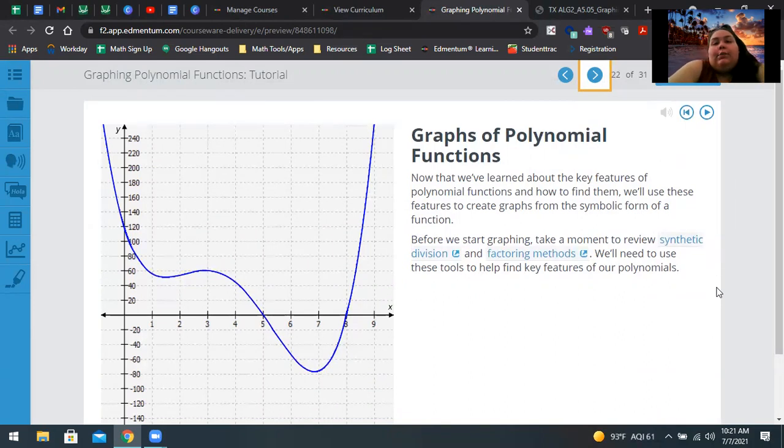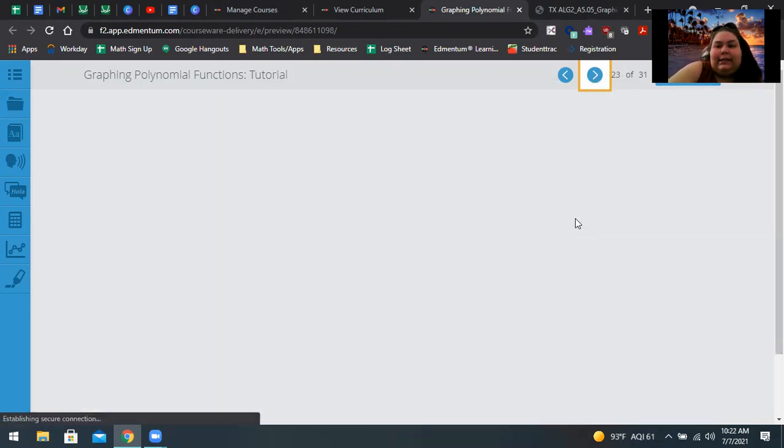So one of the most important parts is that we're going to review synthetic division and factoring methods because we're going to end up finding our zeros, or we're going to be given a polynomial and we need to find certain things. And by certain things, I mean the key features, like x-intercept, y-intercept, and then we can roughly graph it. We'll go ahead and take a look at that.